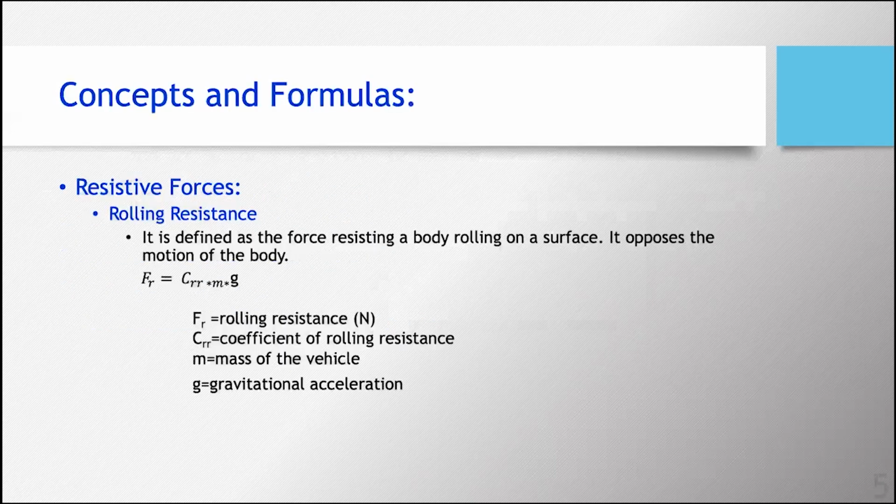Coming to the resistive forces, there are mainly three resistive forces. Rolling resistance is one of them, which is caused due to the elastomer property of the tire, which opposes the motion of the body. When the tire is rolling, there is a slight deformation in the tire, and it doesn't have the same energy while returning. There is a loss of energy if you see the elastomer graph for it. And that is calculated by using the coefficient of rolling resistance, mass of the vehicle, and gravitational acceleration, which is 9.81 meter per second square.